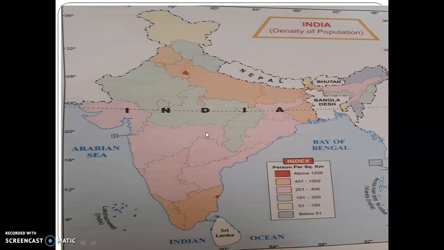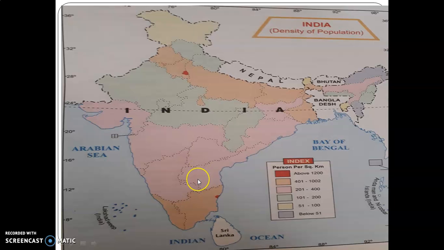Next, we have the density of population. So we can say persons per square kilometer. Above 1200 persons per square kilometer is indicated with red color. So Delhi and we can say Chennai. These two parts of India are the most densely populated parts of India.